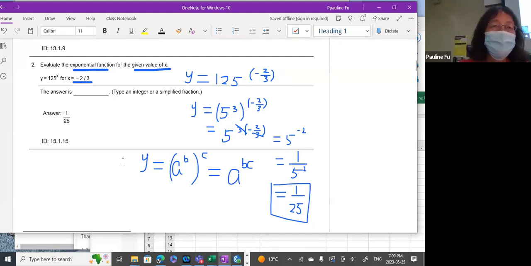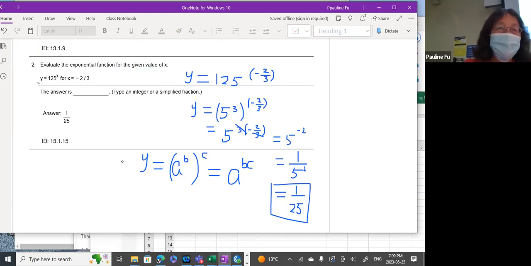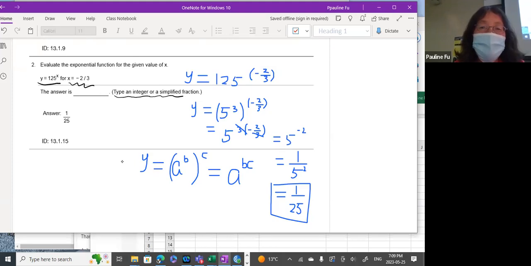Question 2. Evaluate the exponential function for the given x. So y equals 125 raised to power x. What is y when x equals negative 2 over 3? Read the question carefully when you do test 2 and the final exam. The question asks you to type an integer or simplified fraction. You cannot give a decimal as an answer.